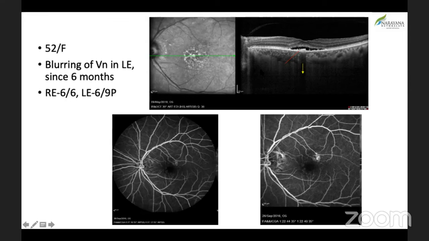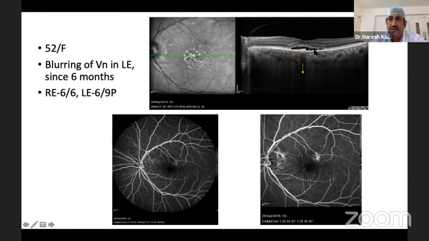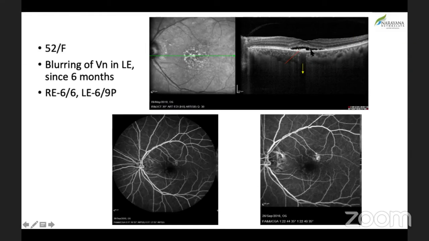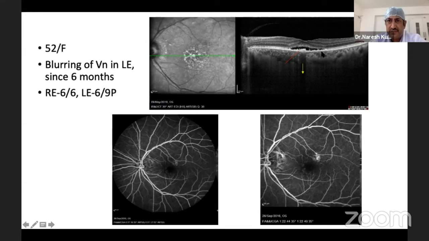I'll just finish. Yeah, chronic CSCR. You can see there's an irregular PED. Naresh, we have enough time, so you can go around, sir. It's not a problem. Okay, this is an irregular PED that you can see, and this is a brush pattern that sir had alluded to earlier. You can see there's a pachy vessel, thickened choroid.